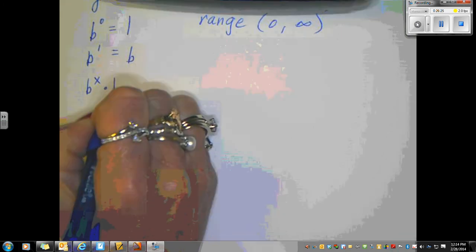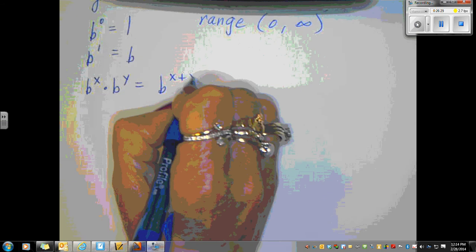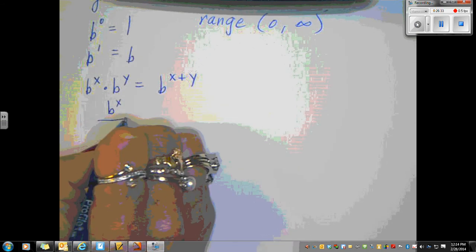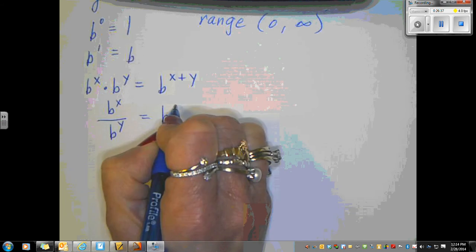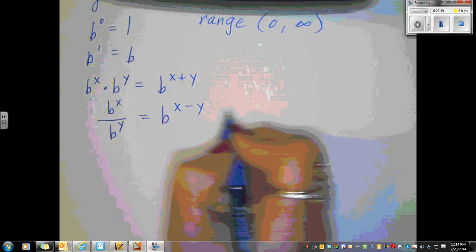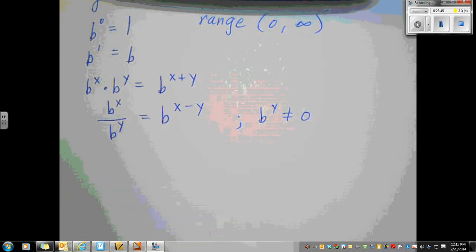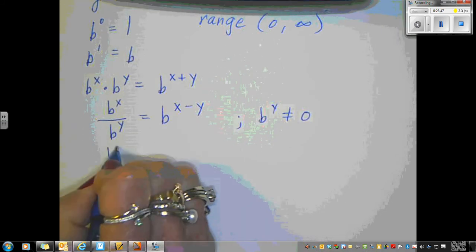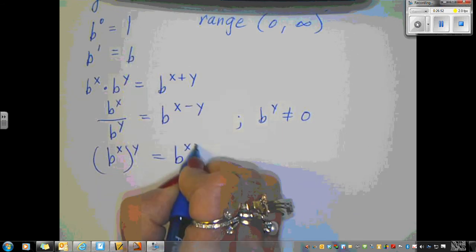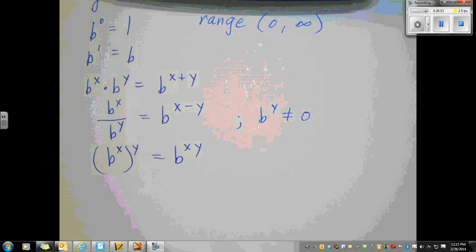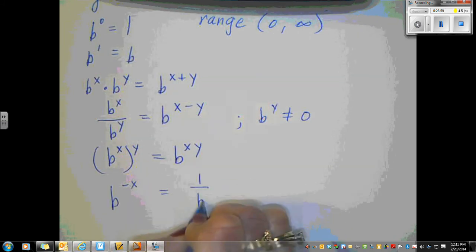B to the x times b to the y is b to the x plus y. B to the x divided by b to the y is equal to b to the x minus y, as long as b to the y doesn't equal 0. Okay, how about b to the x raised to the y? B to the xy. Alright, how about b to the negative x? 1 over b to the x.